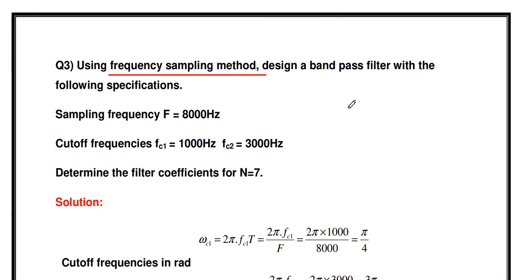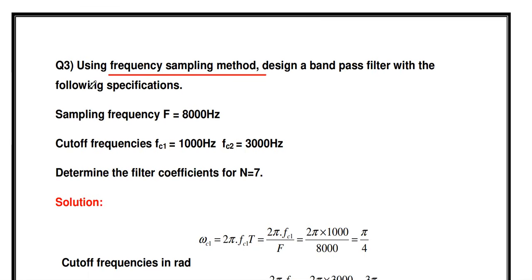In the previous questions, the specification given in the first problem was HD of e power j omega. In the second problem, h of 2 pi k by N was given. But here, the cutoff frequency and sampling frequency are given. We have to design the corresponding filter.